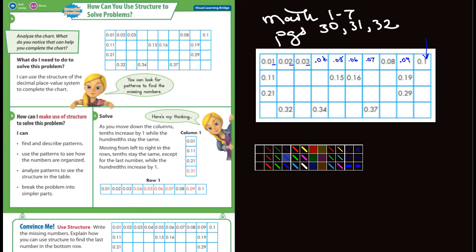So it says here, how can I make use of structure to solve the problem? I can find and describe patterns, use patterns to see how the numbers are organized, analyze patterns, and break the problem into simpler parts.